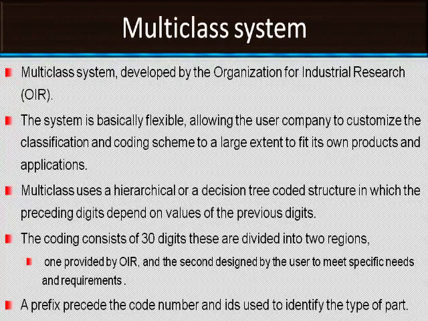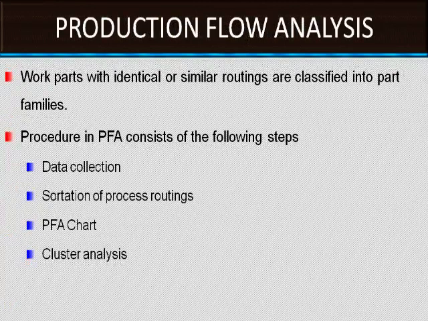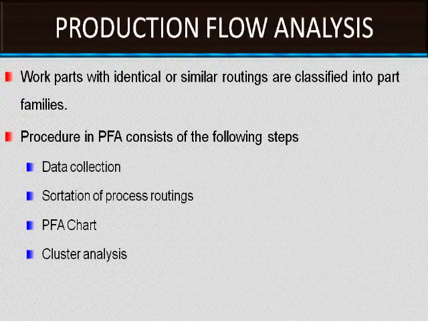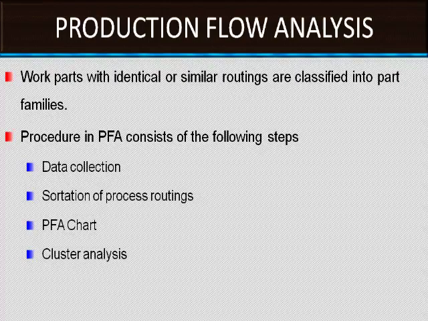The next methodology is production flow analysis. Work parts with identical or similar routings are classified into part families. Production flow analysis is a method of classification based on manufacturing attributes. The procedure for PFA, production flow analysis, which was developed by Burbridge, requires the following steps. First, data collection. Second, sorting of process routings. Third is preparation of the PFA chart. And fourth one is cluster analysis.